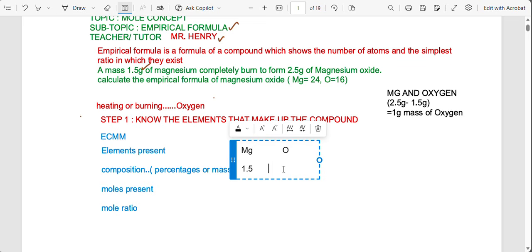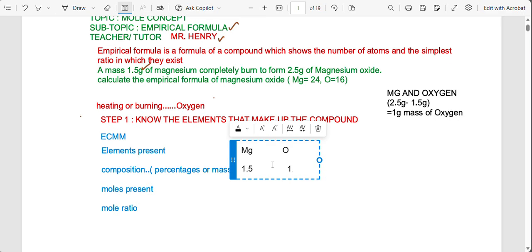Since here they gave us magnesium oxide, which is a combination of magnesium and oxygen, you subtract. So we have known here the mass of oxygen. Oxygen is 1 gram. You come here in the line of oxygen and say 1 gram. That is all with the composition.